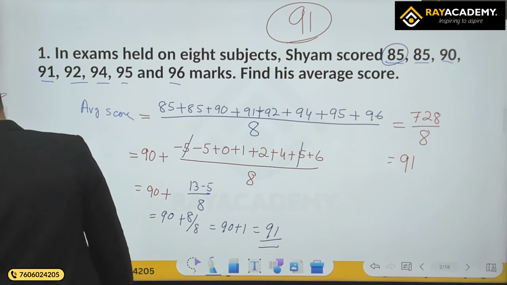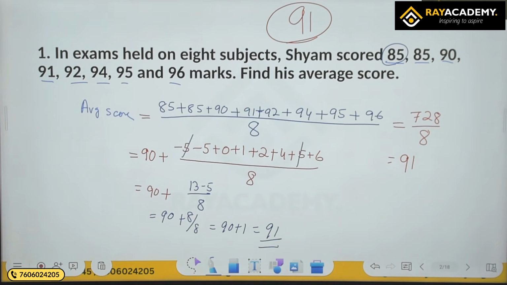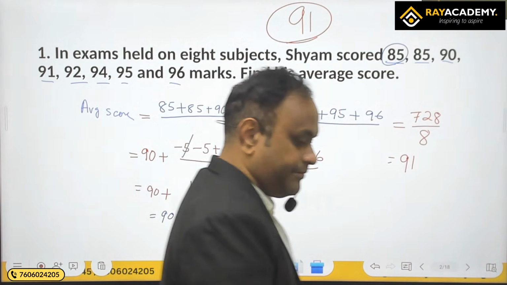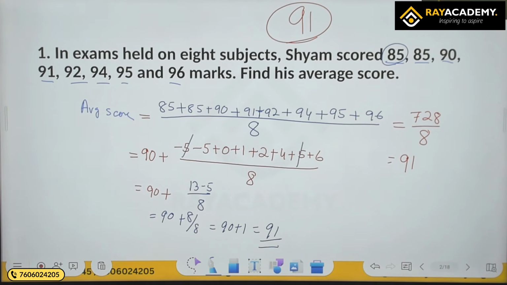So this way you can get the answers very quickly. Okay. So that is why I brought this question. Simply average is there, but at the same time you should know how to find out the average very quickly.